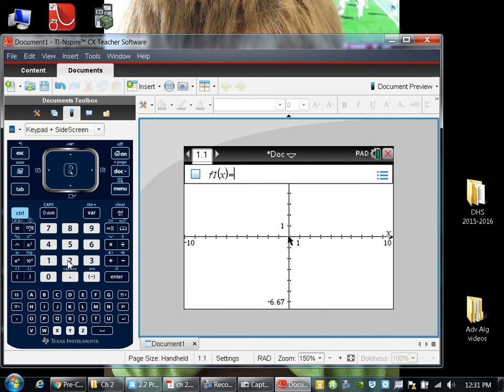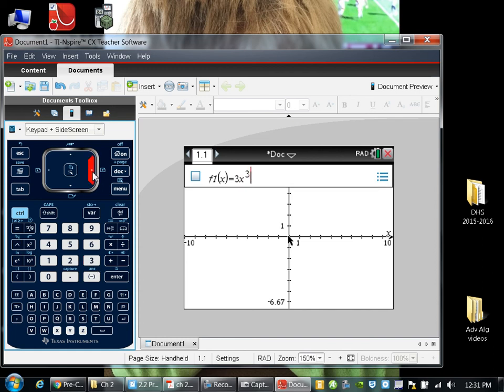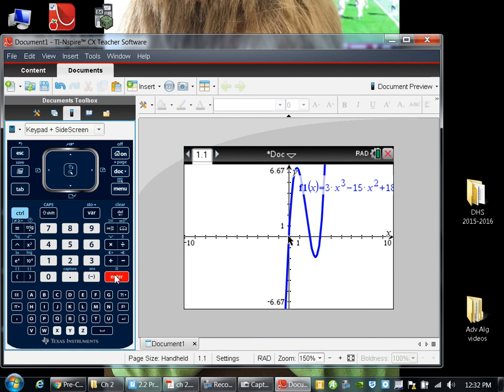All right. So we have 3x cubed. Theory, we've gone over this like a million times. Minus 15x squared plus 18x. Okay. And we go.